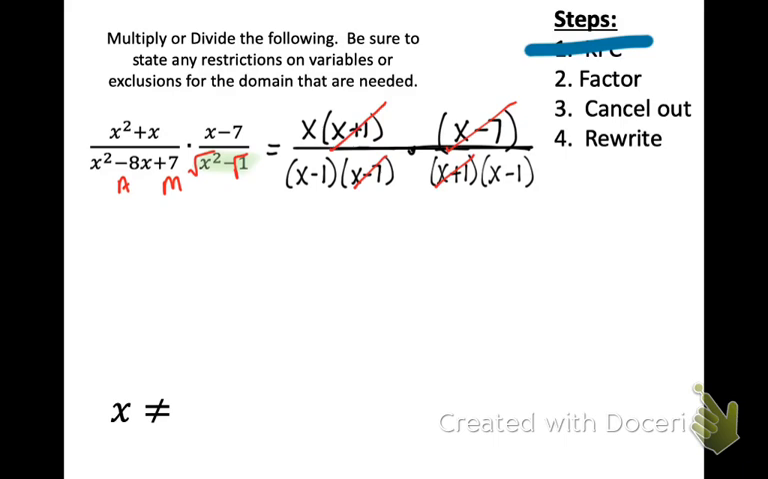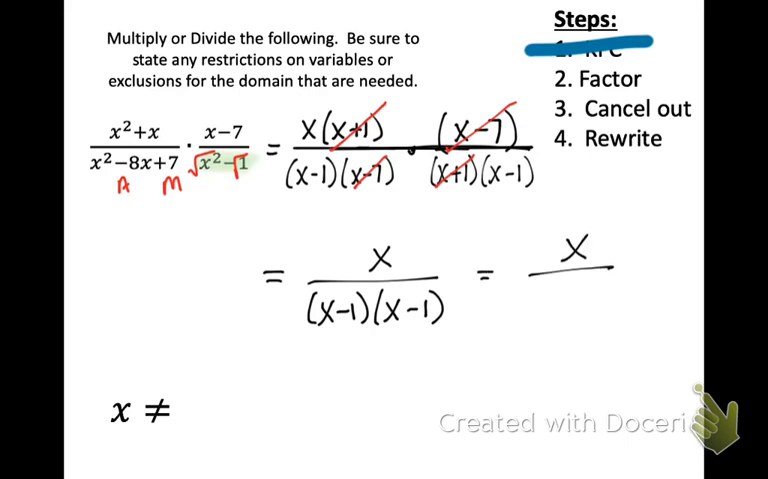So if I rewrite my answer, on the top, all I have left is an x. And on the bottom, I have two x minus 1s. You can write it like this, or you can write it like this, x minus 1 squared. Either way works.